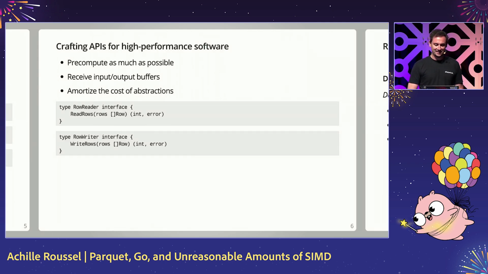In Parquet-go, there are two core interfaces for reading and writing rows. And the key point here is that they work on arrays of rows. Because of this, we can amortize the cost of those interfaces over the length of those arrays. And that already gives you very fast code. But then it spends all the CPU time in the innermost parts of the library, which are those that we've implemented as vectorized algorithms in assembly.